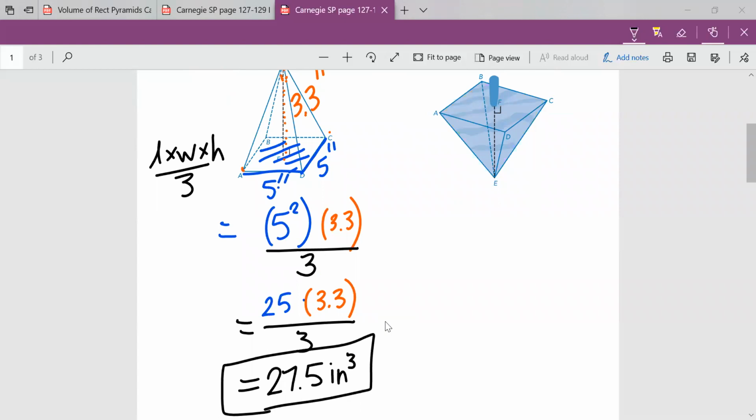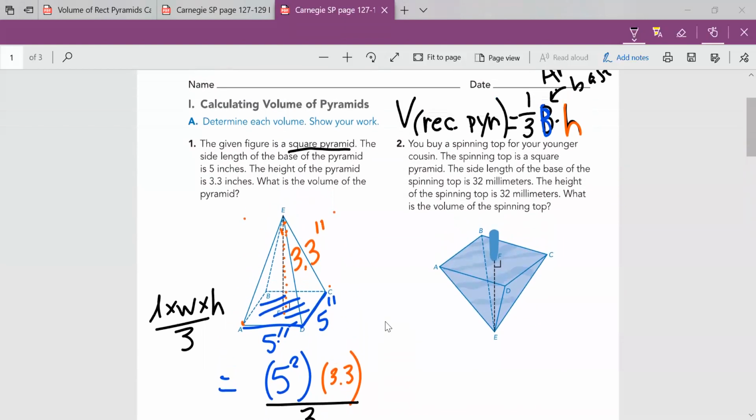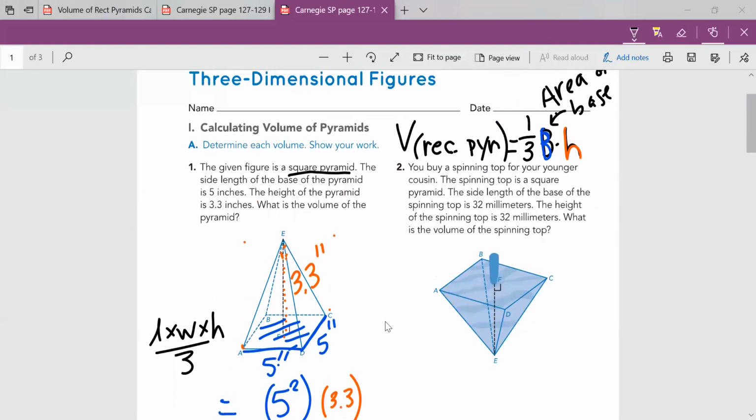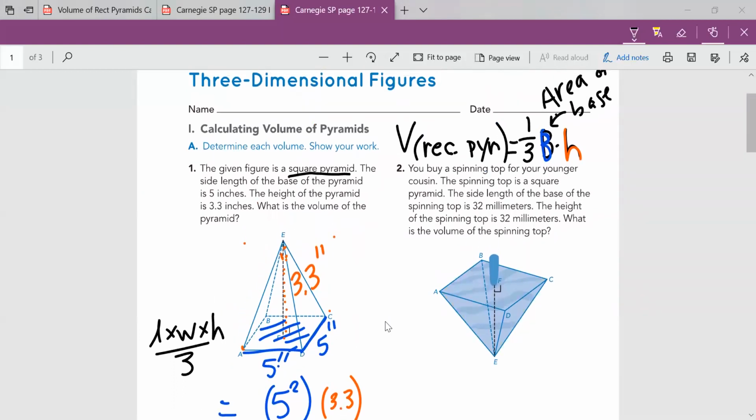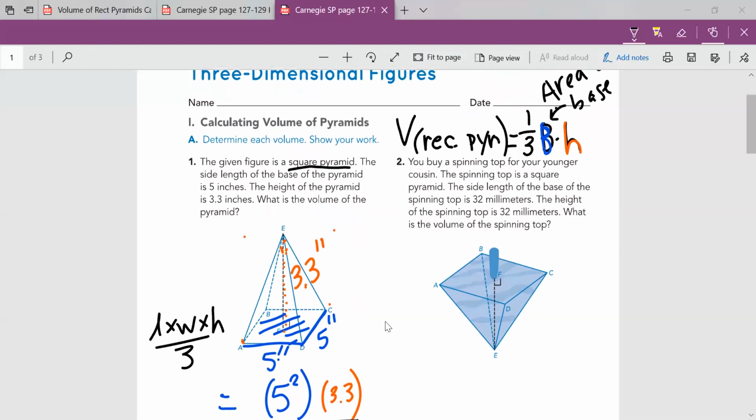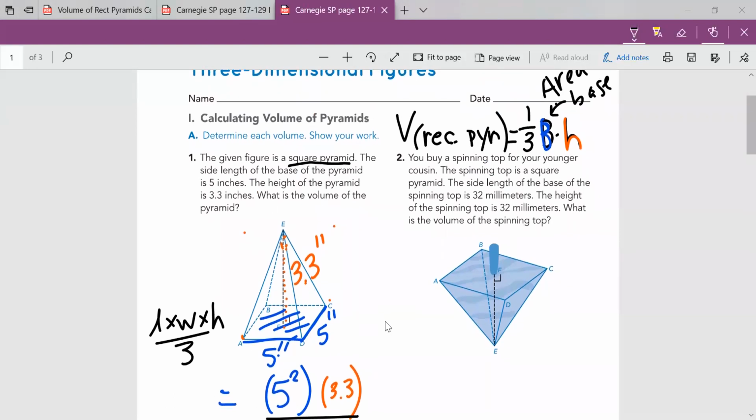If you're doing area, it would just be inches squared. Okay, so that would be the answer to the first one. I'll run through this one a little bit quicker than we did the first one. Hopefully you got the correct answer of 27.5. So in this one, you buy a spinning top for your younger cousin. The spinning top is a square pyramid.